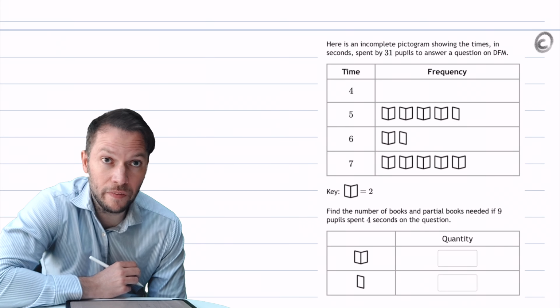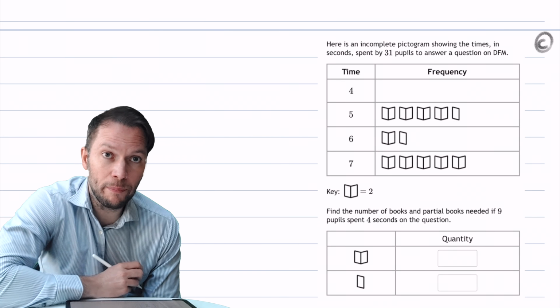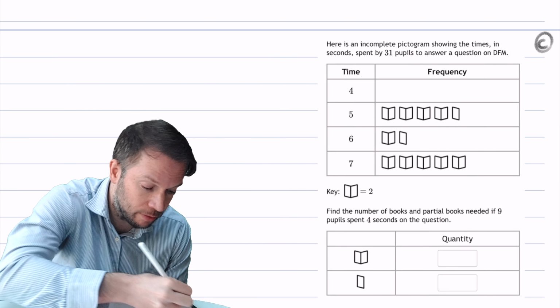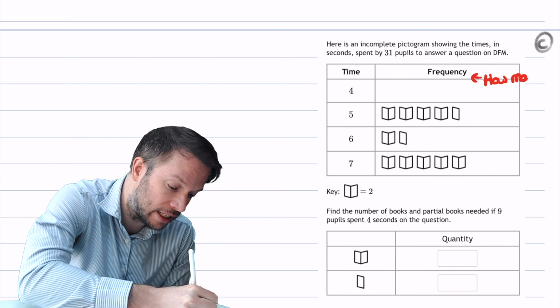In this video, we're going to fill in a value on a pictogram. Now, what's meant by a pictogram is just a visual way of showing the frequencies for different values. And what I mean by a frequency is just how many we have of each item.